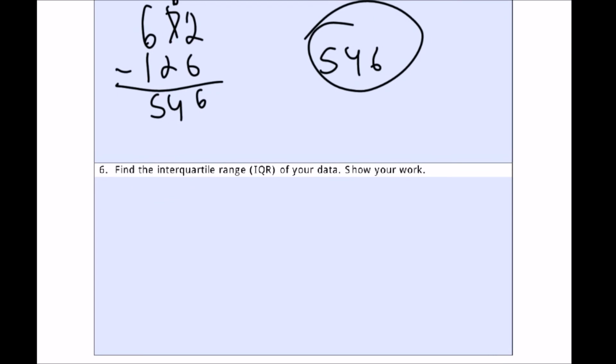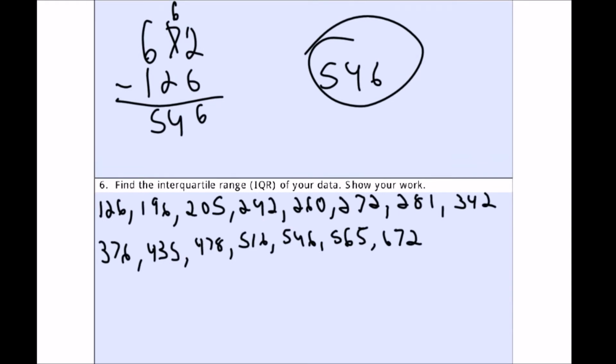Interquartile range. This is where you need to go back to your median and do that. So I'm going to relist all these numbers so I can show you. Remember when we did our median, 342 was our median. So what I did now is I created two sets of data, one for the 126 and one for the 376 to 672. You're going to take each set of data and find the median again.